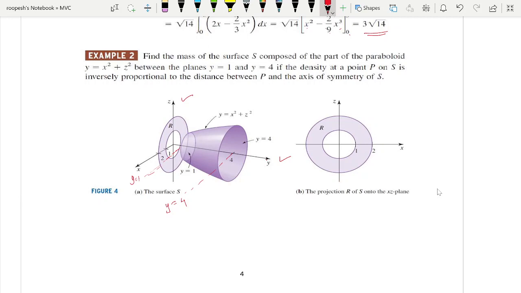The density of the point P on S is inversely proportional to the distance between P and the axis of symmetry of S. So we want to take a point P and the axis of symmetry. That is, the axis of symmetry is the y-axis. So the distance from that point to the y-axis only we want to say. Now this is our picture. When you are projecting this to which plane? XZ plane, right? On the XZ plane, you will get two circles like this.